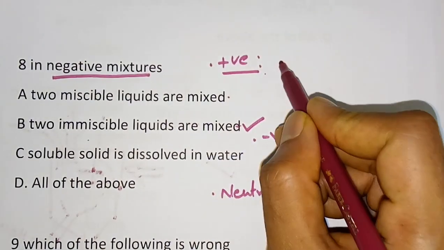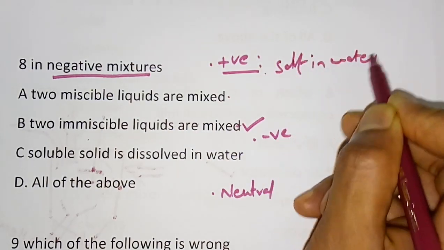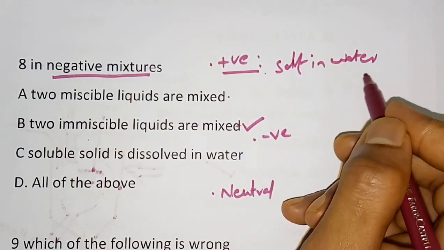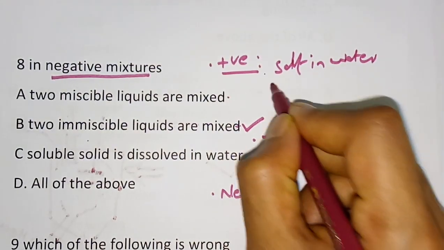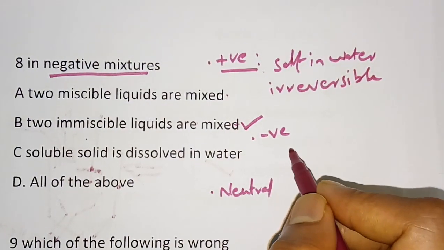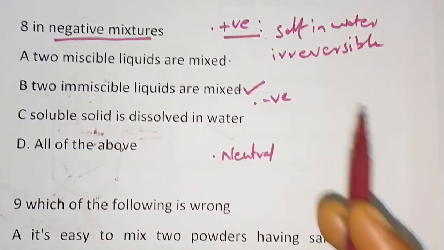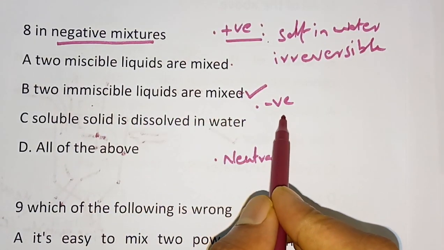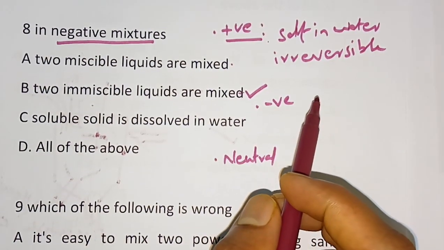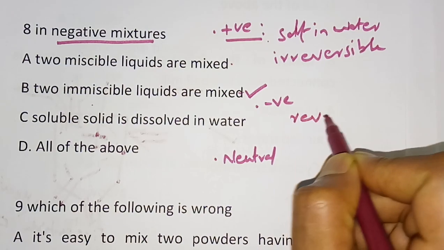If we add salt in the water, this salt will be dissolved in the water. We cannot take the salt back. We cannot separate salt and water afterwards. That means they are irreversible. But a negative mixture is not like that. In the option itself, one is two immiscible liquids. They are not miscible. Immiscible liquids are mixed in case of negative mixture, or insoluble solids are mixed with water. They form negative mixture. They are reversible in nature.